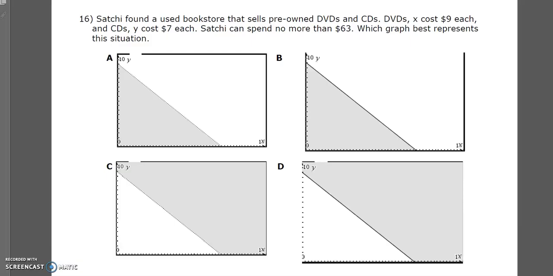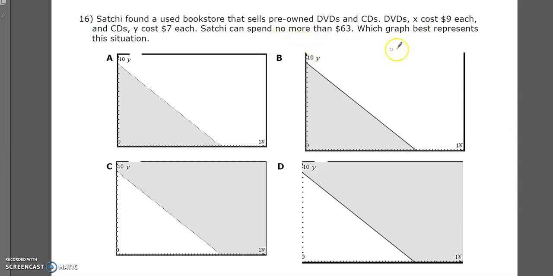Okay, 16 says, Sachi found a used bookstore that sells pre-owned DVDs and CDs. DVDs, x, cost $9 each, and CDs, y, cost $7 each. Sachi can spend no more than $63. Which graph best represents the situation?